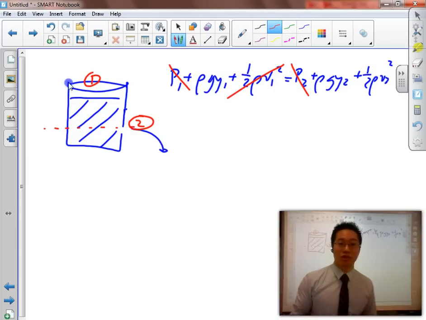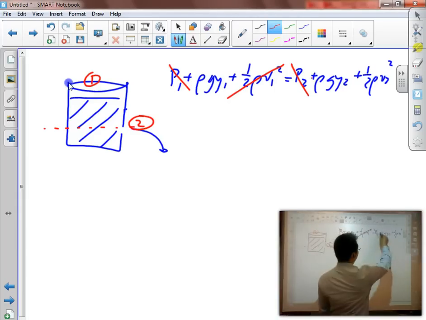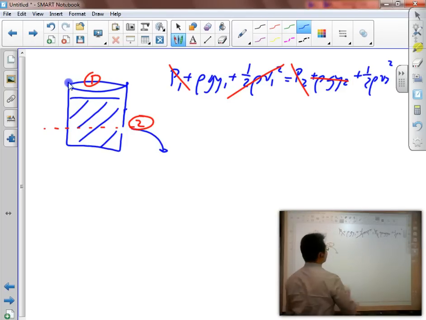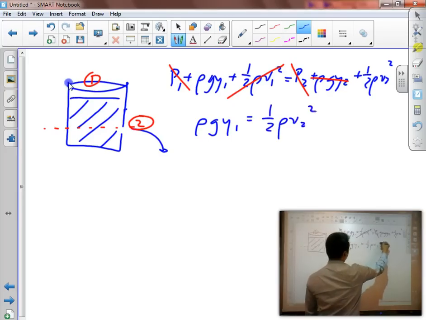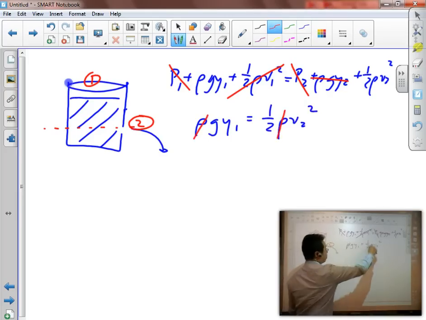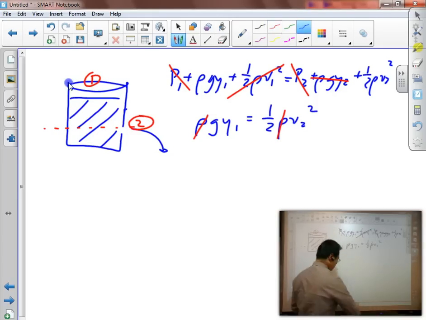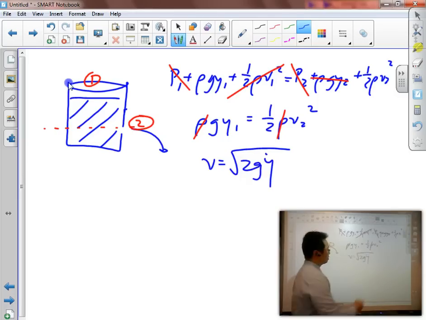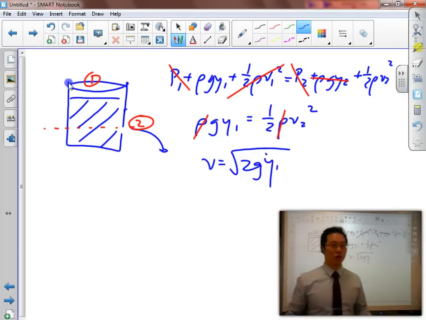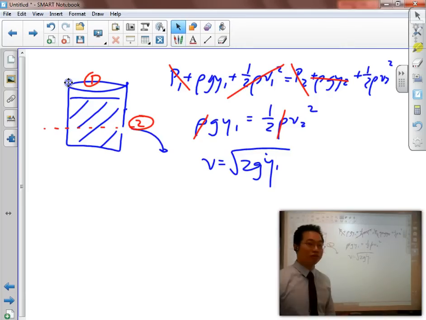Location 2, we'll consider it as the bottom of our problem. So there's no height at the bottom. So really you end up with rho g y1 equals 1/2 rho V2 squared. And of course, since there's density in both, that crosses out too. So in the end, if I was looking for speed, it is equal to the radical of 2gy, which is our original formula for speed. Of course, this is only true if both ends are open to the air, but notice how everything ends up canceling out, and that's going to happen in a lot of fluids problems.